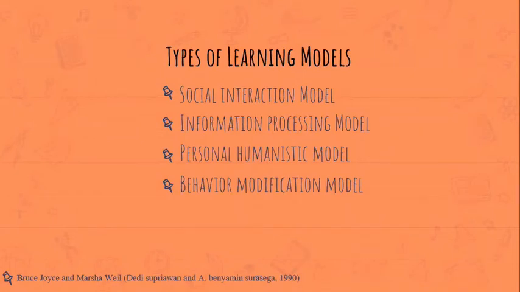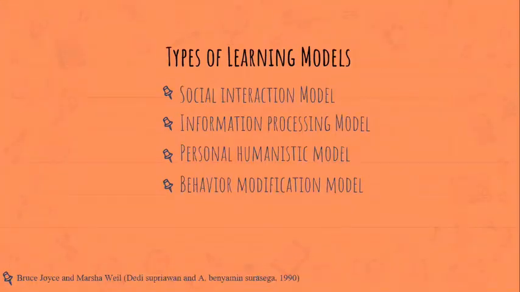Second is the information processing model. Information processing models are teaching strategies based on information processing theory that are designed to help students learn content at the same time as they practice thinking skills under the guidance and direction of an active teacher. For example, in the process of problem solving.